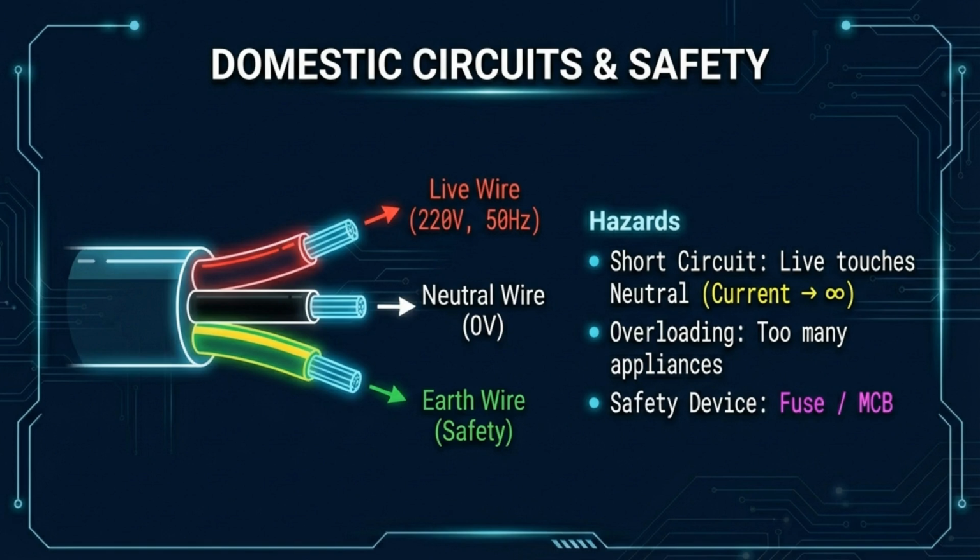Domestic circuits typically use live, neutral, and earth wires. Common hazards include short circuits and overloading. Safety devices like fuses or MCBs are essential to protect against these dangers.